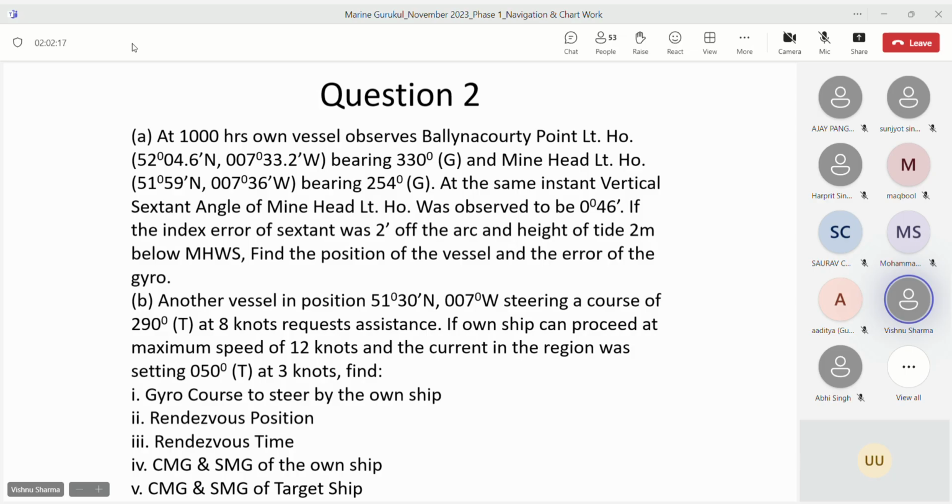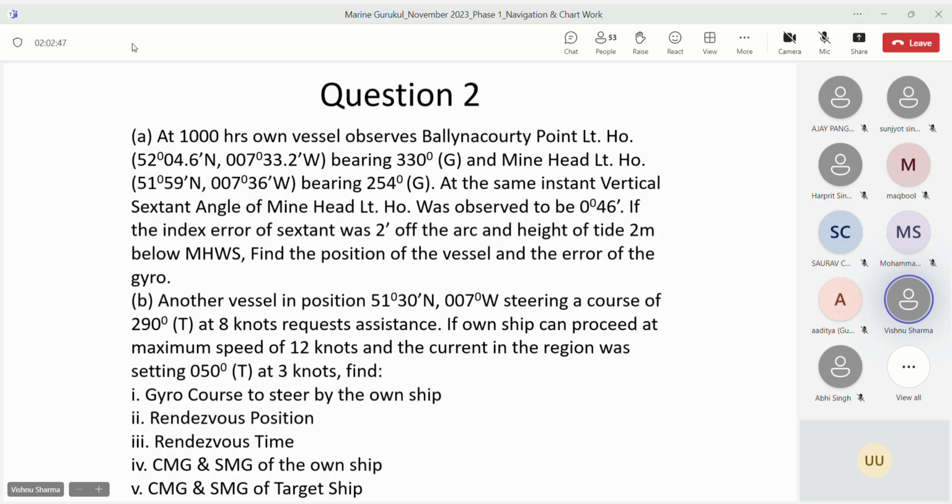Can part 1 be completed, beta? Yes, sir. This will be two position circles, one by horizontal angle and the other by vertical angle, the vertical circle. And get the gyro error after getting the fix. Correct, beta? Yes, sir. So here, the own ship's position is not given in latitude, longitude. It is given to you through position circles. So that part will have to be executed.